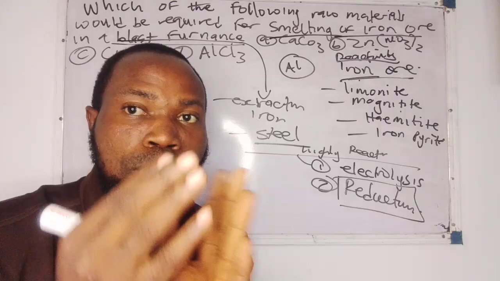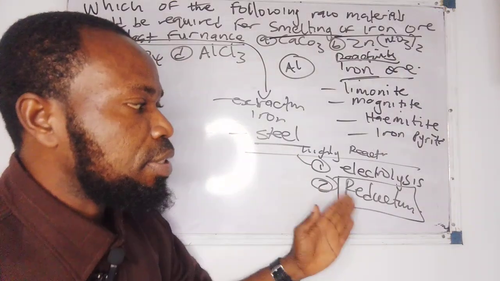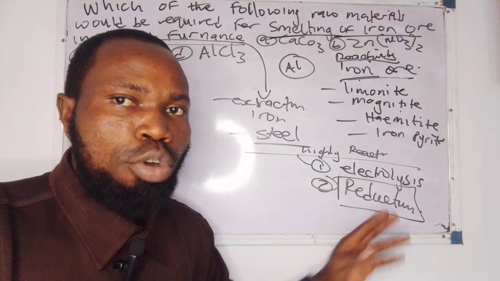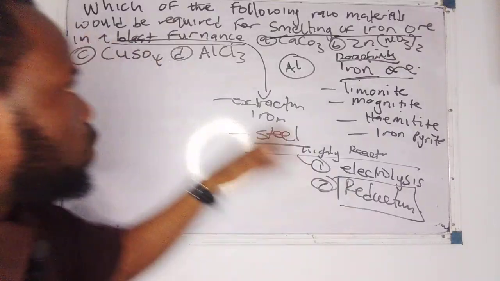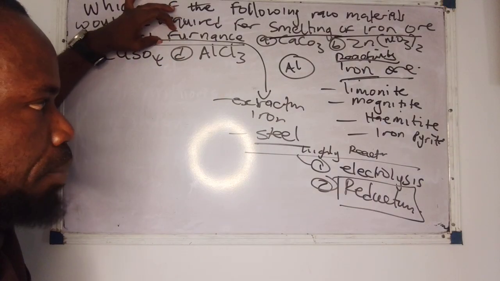Therefore, this iron is moderately reactive, according to the activity series. Therefore, it is extracted by reduction. Not just by reduction, by thermal reduction, using the blast furnace.